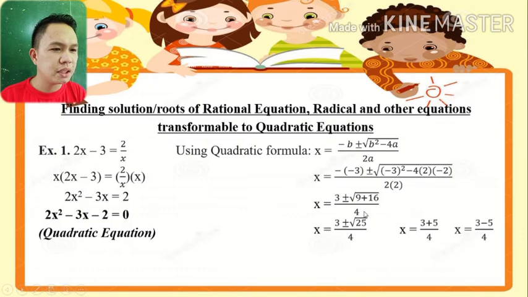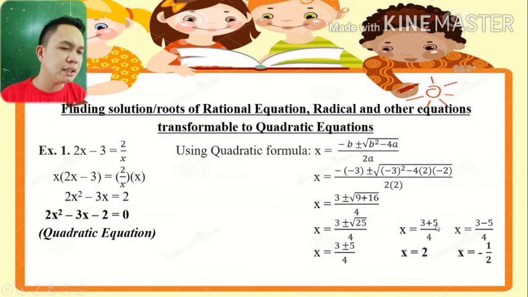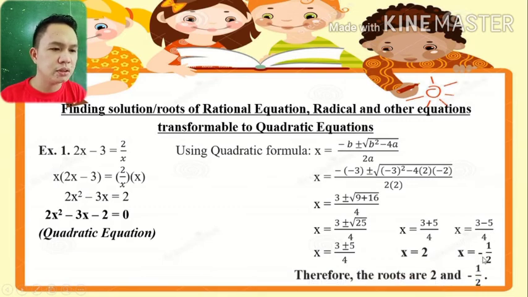So, we need to separate. Before separating, simplify pala muna dito. So, 3 plus minus square root of 25 kasi 9 plus 16 is 25 over 4. So, we need to separate. X is equal to 3 plus 5. Bakit naging 5? Is because square root of 25 is 5. So, 3 plus 5 over 4 and 3 minus 5 over 4. And then, the answer is x is equal to 2 kasi 3 plus 5 is 8 divided by 4 is 2. Then naman, 3 minus 5 is negative 2 over 4. The answer is negative 1/2. So, the solutions or the roots are 2 and negative 1/2.